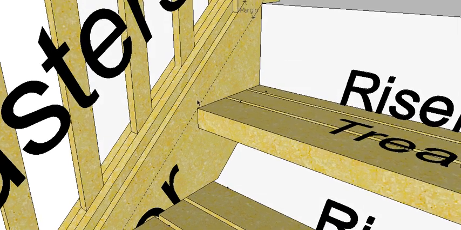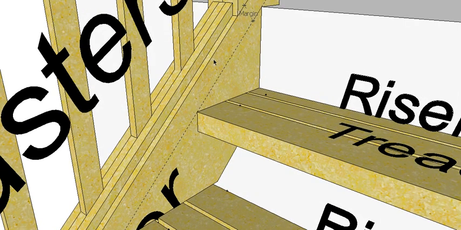We also have this distance here, which is referred to as the margin. It's the distance from the edge of our stringer to the point of our stairs, and that can be anything you like. You could even have no margin if you wished. We could have a negative margin, but most of the stairs I build have a 50mm margin.